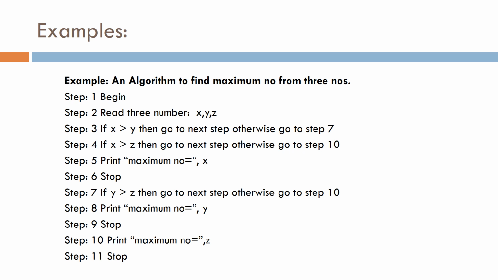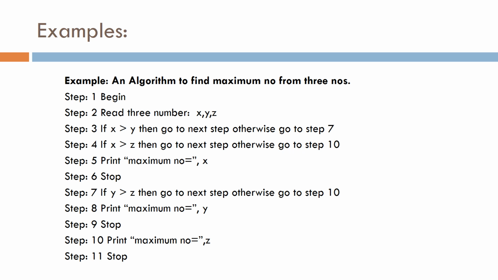So in step number 3 y is checked with x, and in step number 7 y is checked with z also. So we can find that y is the maximum, and we are printing the message in step number 8, and step number 9 is stop. Now for step number 10, if x is greater than z and the condition is false, then in that case step number 10 is going to execute, and this step is print maximum number is z. So in step number 4 and 7, in both the cases, if the condition is false, then we are printing that maximum number is z.